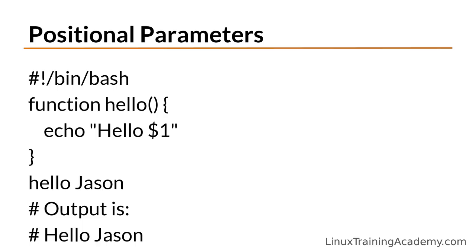To send data to a function, supply the data after the function name. In this example, the hello function is called with one argument, JSON. This means that the contents of $1 inside the hello function are JSON. As you can guess, the output of this script is simply hello JSON.